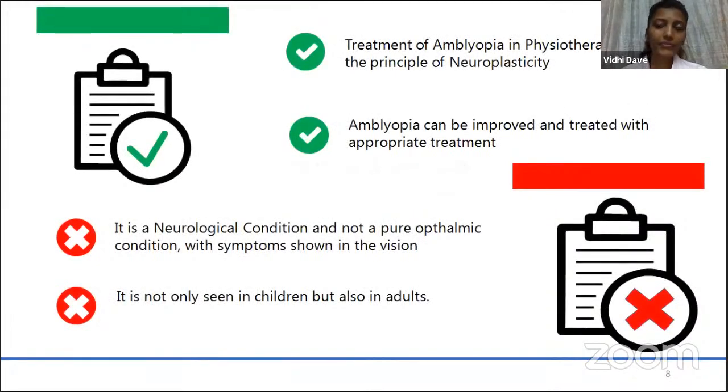One, treatment of amblyopia in physiotherapy can work on the principle of neuroplasticity. So as I speak further, I will explain how this works. Amblyopia can also be improved and treated with appropriate treatment, provided it is started early. So the earlier we start, the better is the prognosis. We also need to notice, as I already mentioned earlier, that amblyopia is a neurological condition and not a pure ophthalmic condition. But it shows problems or symptoms in the vision or the eye. It is also seen in adults and not only in children. So this is also a point to be noted.